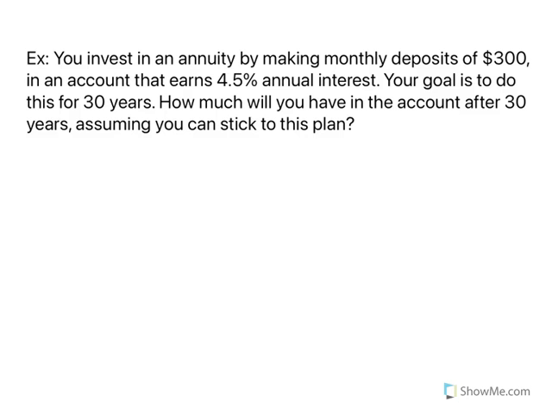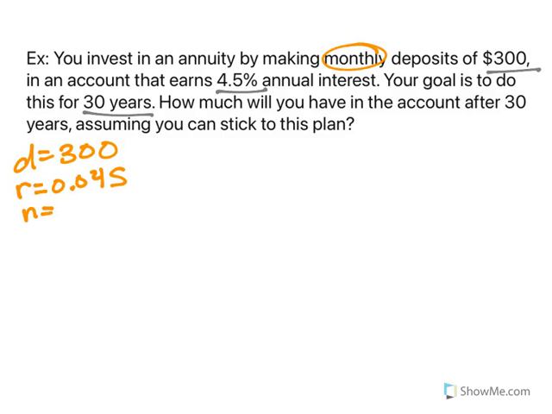Let's do an example. You invest in an annuity by making monthly deposits of $300 in an account that earns 4.5% annual interest. Your goal is to do this for 30 years. How much will you have in the account after 30 years, assuming you can stick to this plan? Okay, what do we know? Well, we're making monthly deposits of $300. So D, that's our contribution, is 300. Our rate is 0.045. We're doing it monthly, so that gives us an n of 12. And we're doing it for 30 years, so t is 30.